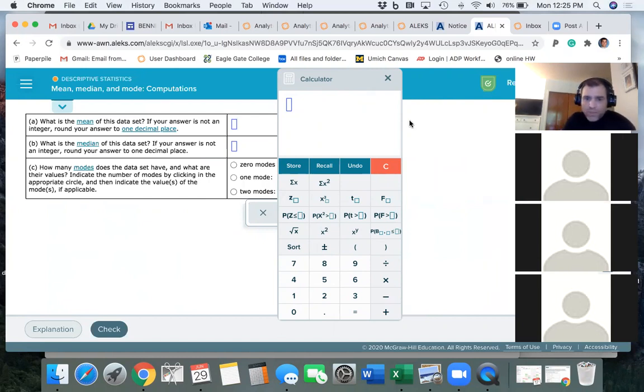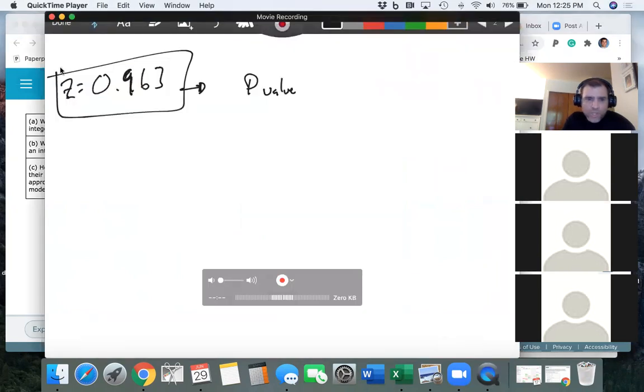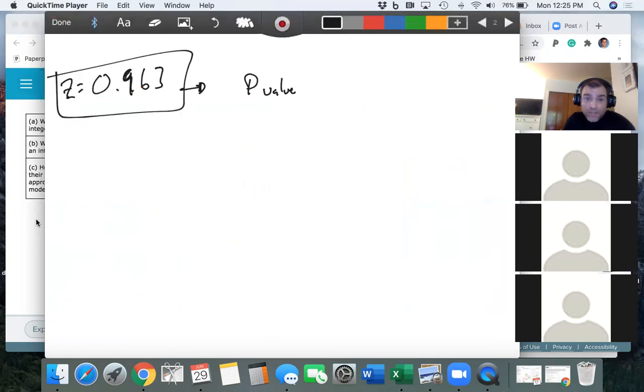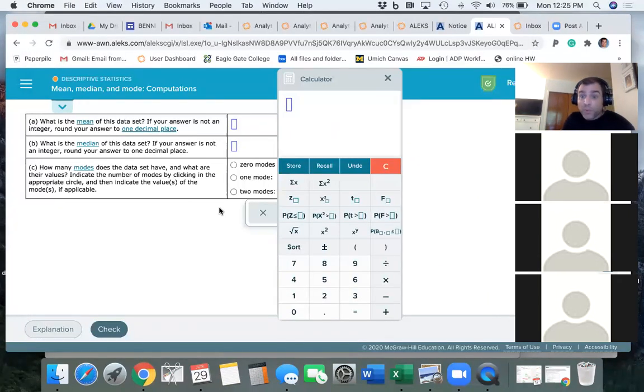So I just opened up a random thing in Alex just so that I could get a hold of their calculator, because their calculator does some really cool stuff. So we just computed this z value, and I need to turn it into a p-value. And what that is, it's a proportion.